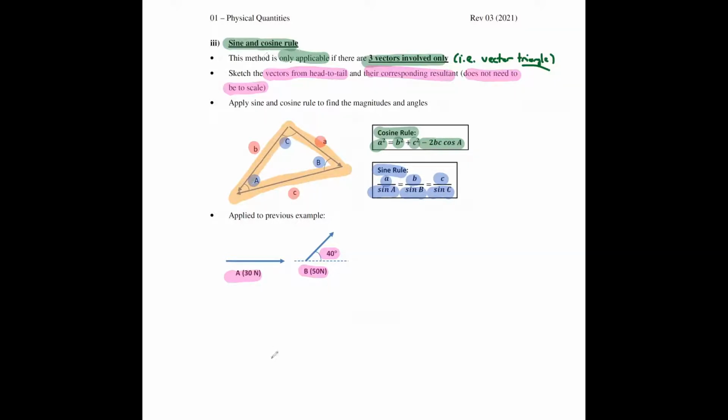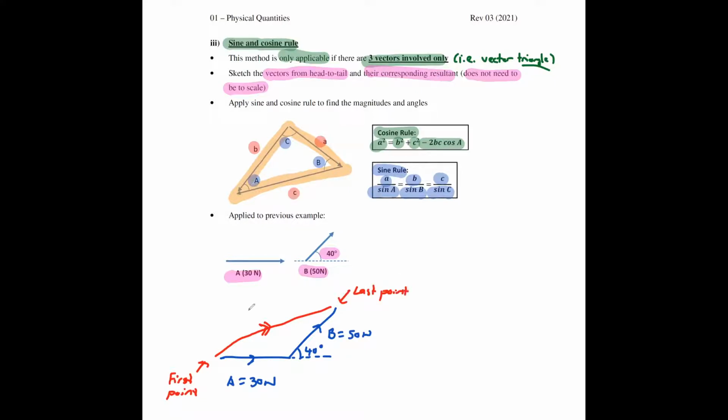So if we draw the vectors from head to tail, this is vector A at 13 Newton, followed by vector B at 15 Newton, and then this one was at an angle of 40 degrees. The resultant will be given by this gap, from the first point here to the last point here. We are interested in finding out the resultant R.